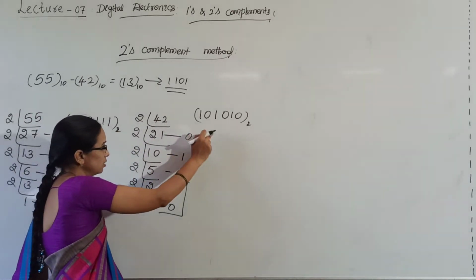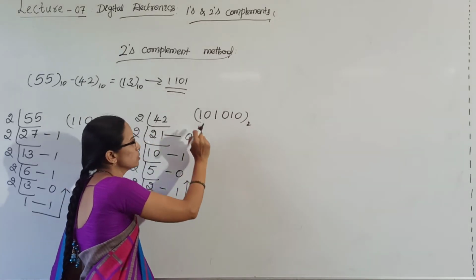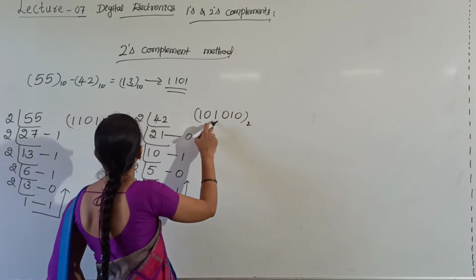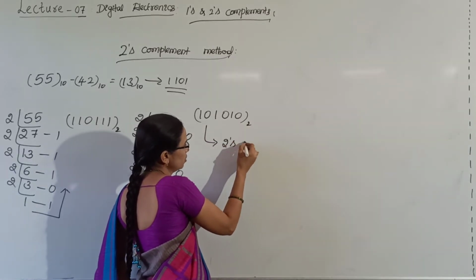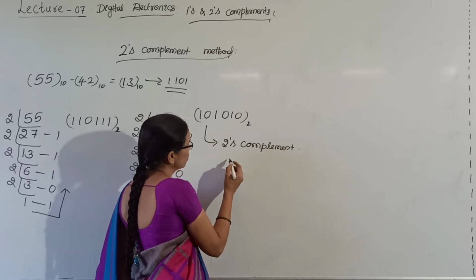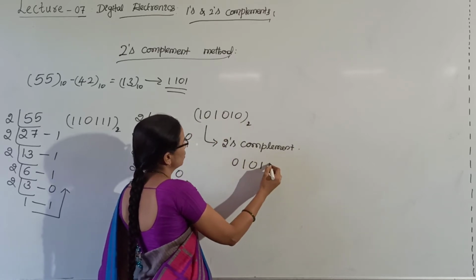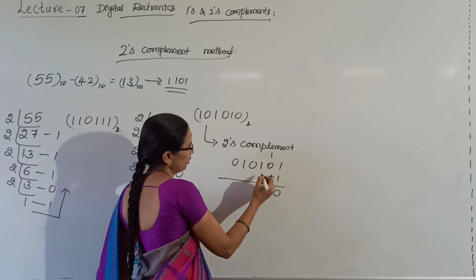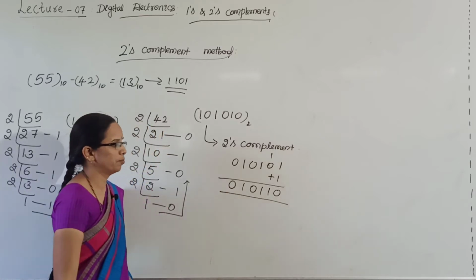Now this is the minuend and this is the subtrahend. 55 minus 42, this should be subtracted from that. I have to take the number of digits: here it's 6 and here it is also 6. So we have to take the 2's complement of the subtrahend. First I have to take the 1's complement, 010101, plus 1 I have to do. 1 plus 1 is 0, carry 1. This is the 2's complement of the subtrahend I have got.